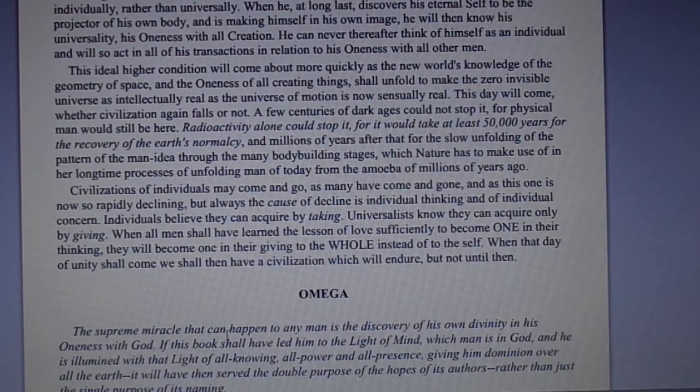Civilizations of individuals may come and go, as many have come and gone, and as this one is now so rapidly declining. But always the cause of decline is individual thinking and of individual concern. Individuals believe they can acquire by taking. Universalists know they can acquire only by giving. When all men shall have learned the lesson of love sufficiently to become one in their thinking, they will become one in their giving to the whole instead of to the self. When that day of unity shall come, we shall then have a civilization which will endure, but not until then.